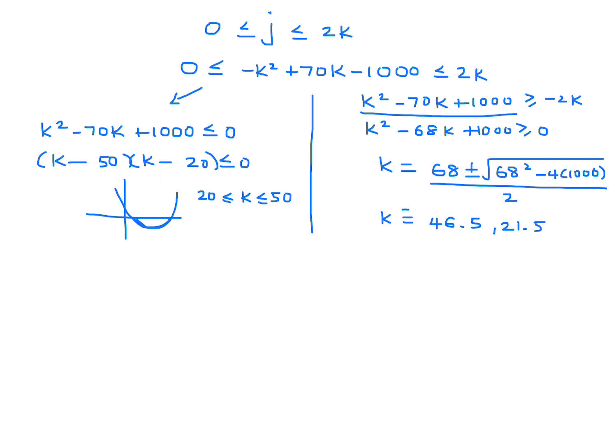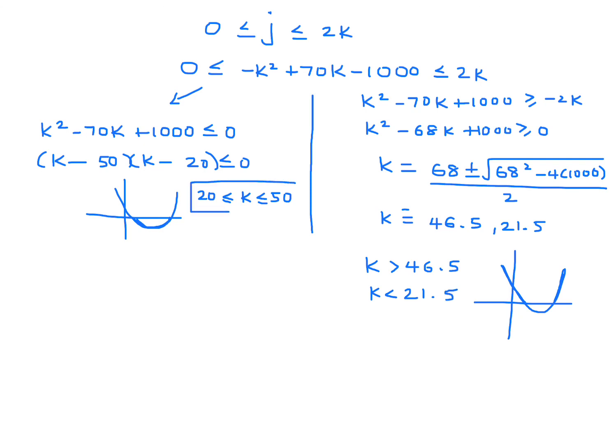So this is actually another parabola, of course, that opens upwards, but this time we want it to be greater than 0, so we've got to have this segment and that segment. So that means k has to be either greater than 46.5 or k has to be less than 21.5. Okay, so we have to combine this with this to get values for k.